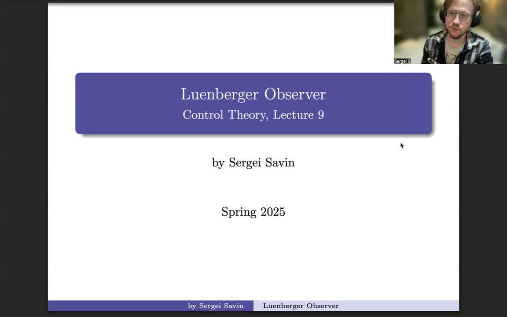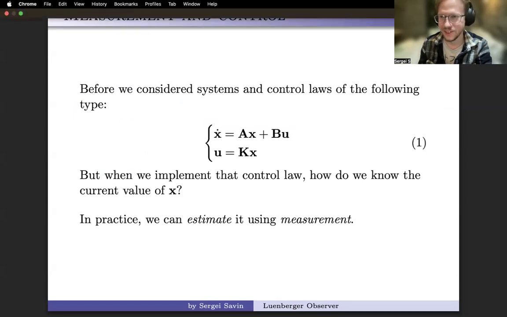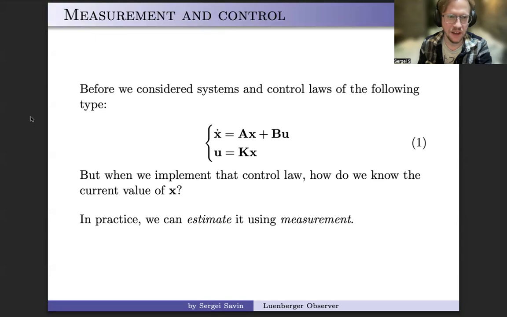Right. So I would motivate it by explaining the problem first. So let us look at our familiar system of equations: x dot equals Ax plus Bu, right? And as we usually do, we control it using feedback, u equals Kx. By the way, notice that we could put a minus here to have the more traditional minus Kx, but we don't have to.